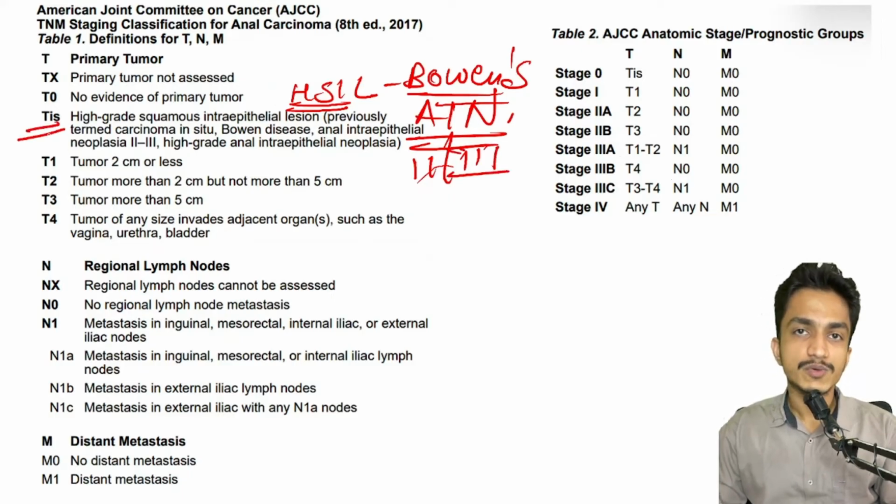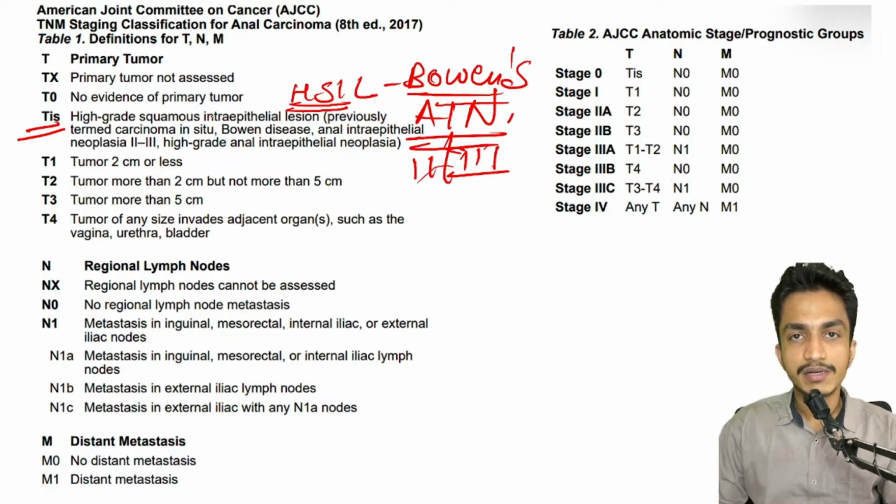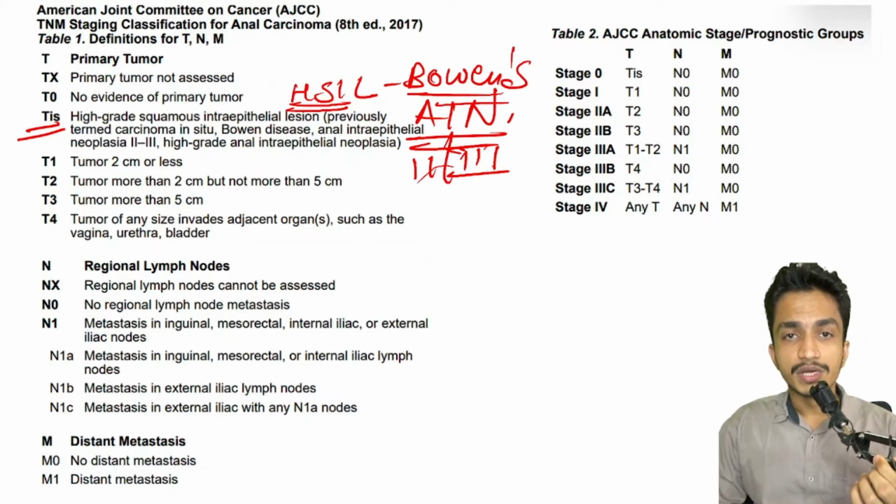If it is less than 2 cm, T1; 2 to 5 cm, T2; greater than 5 cm, T3. And if it invades into other organs around the anus, that is vagina, urethra, bladder, then it is T4.